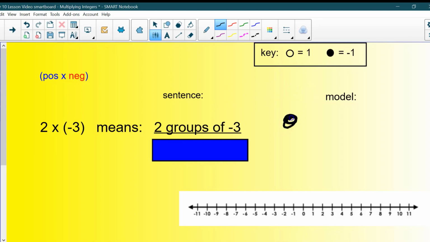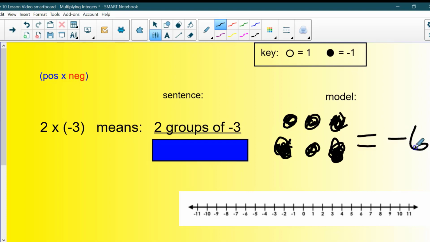Well, here's one group of negative 3, potentially. There we go. And it says to do 2 groups. So here's another group. So we'll try this. Here's 2 groups. Obviously, it doesn't have to be neat. 2 groups of negative 3. All right, and what does that equal? Negative 6. Good. You see the difference?